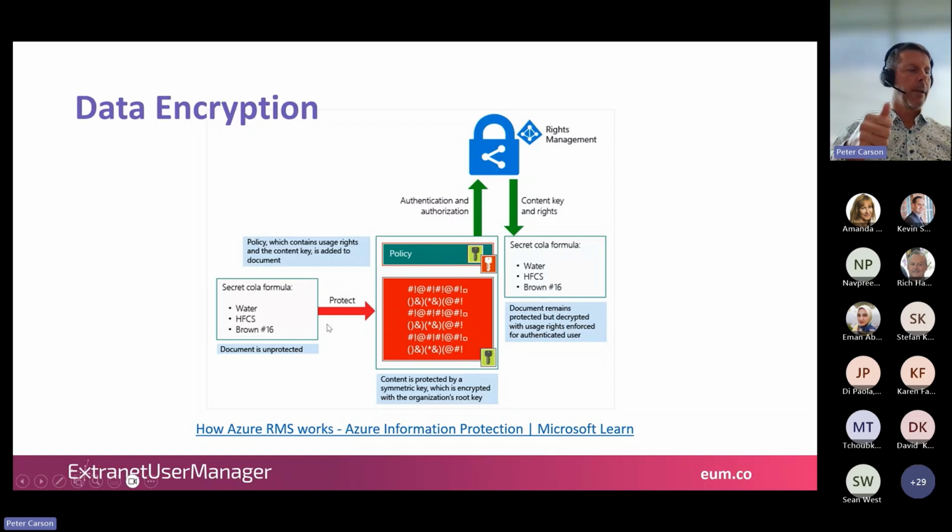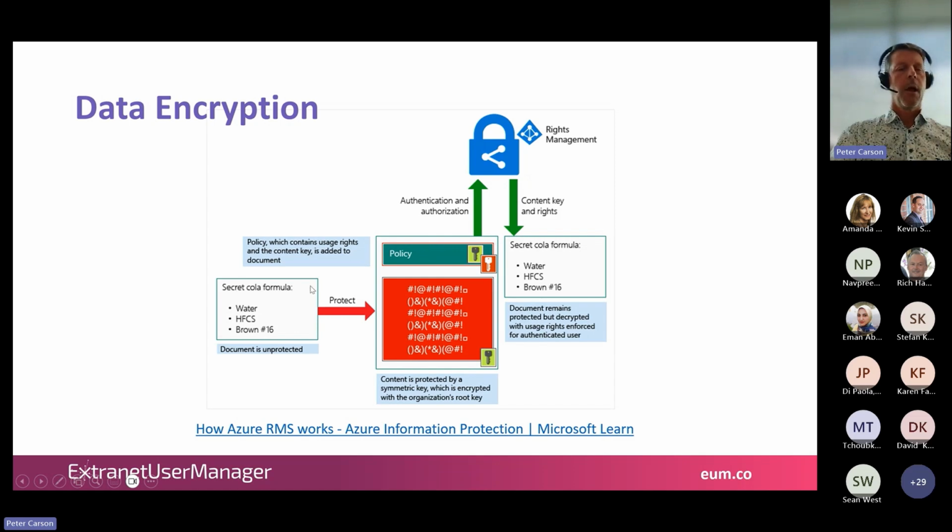So I'm going to label it as a red labeled document. And when I save it into, say, a SharePoint or a team site, it's going to encrypt it. It's going to turn it into gobbledygook that, no matter how I look at it, is not going to look like a recipe. I'm not going to be able to decipher it. It's also going to include a policy and a key all within that document, and it's going to store it into Microsoft 365.